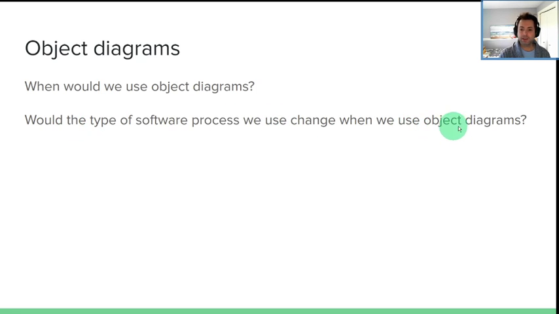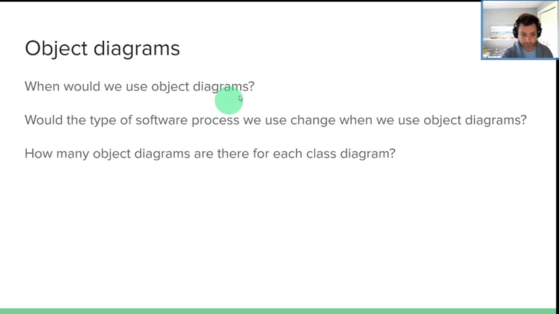Software process change? No, not really. I won't make you answer this one again. But this is kind of a nice question to at least talk about here. How many object diagrams are there for each class diagram? Well, there's a simple answer for this. As many as it takes to get the point across, right?